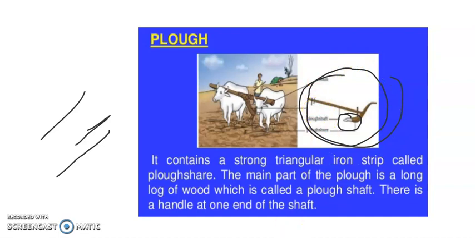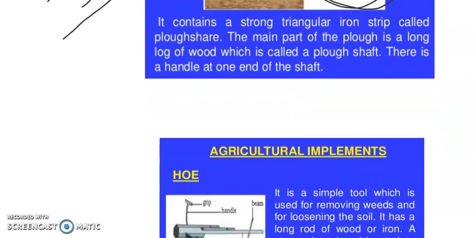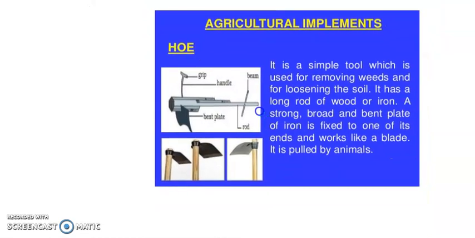Now let's see the next instrument, that is a hoe. It is normally used to remove the weeds and unwanted plants that are growing. It is actually seen like this. These are some of the parts of the hoe: the grip, the handle, the beam, the bend plate, and the rod. These plates help you to uproot the weed from its root.